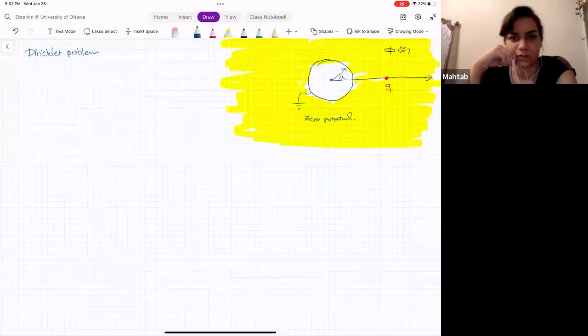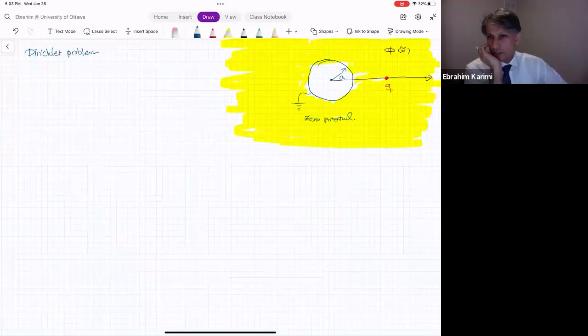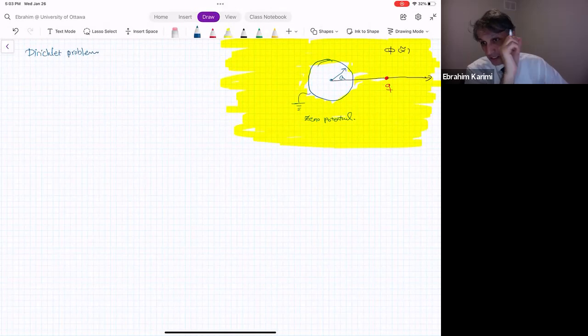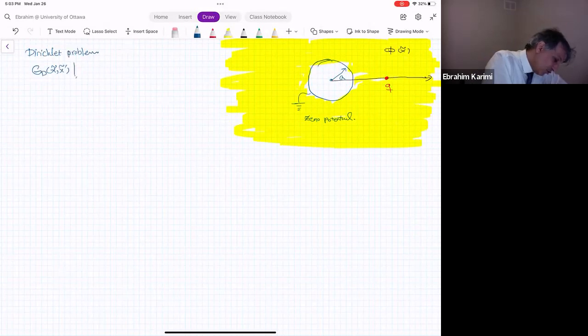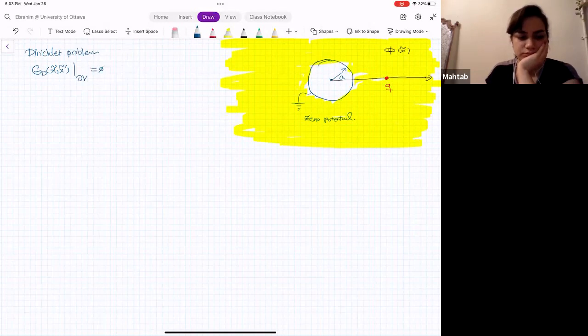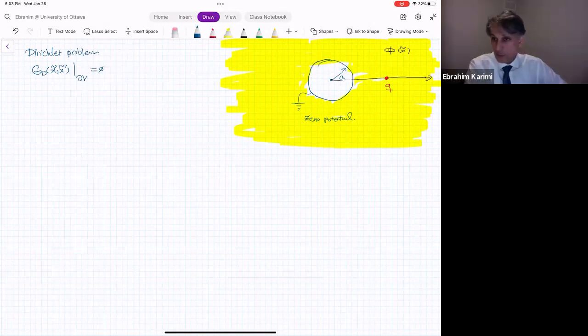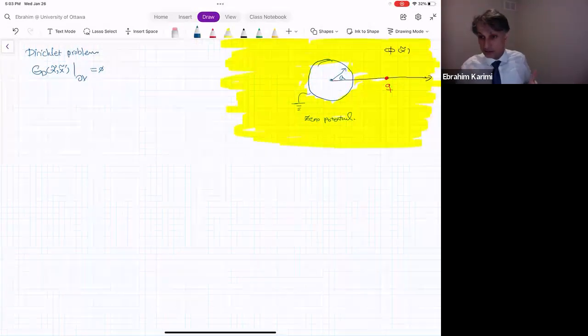Well, again, we need to start by finding the Green function. How do I find the Green function? Since the potential is known at the boundary, the Green function should be a function which will be 0 at the boundary, right? So it means that G_D of x and x prime should be equal to 0 at the boundary. Where is the boundary? It is the surface of the sphere. So the Green function at the surface of the sphere should be 0.